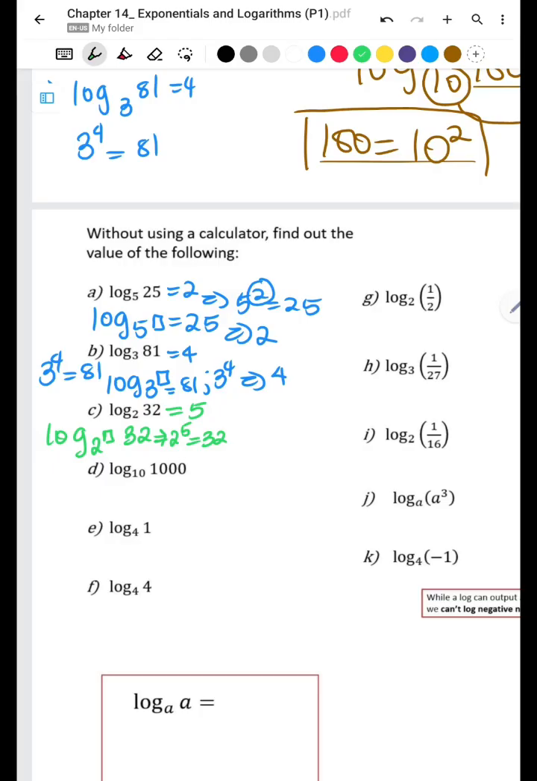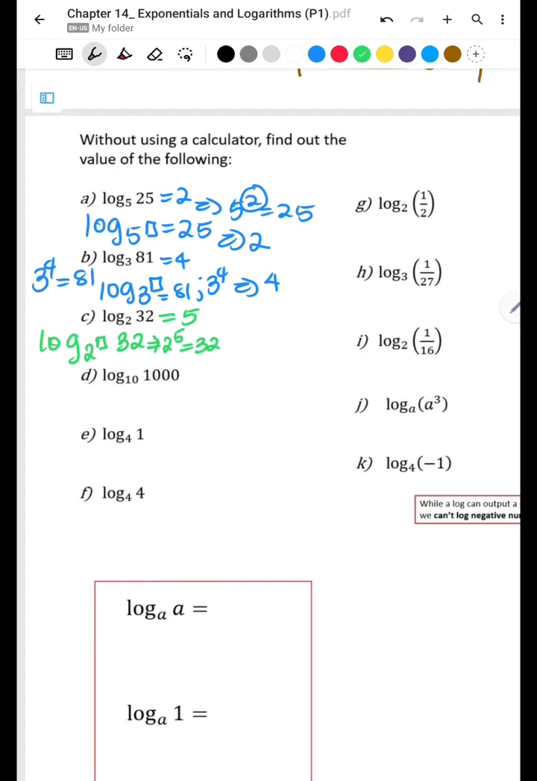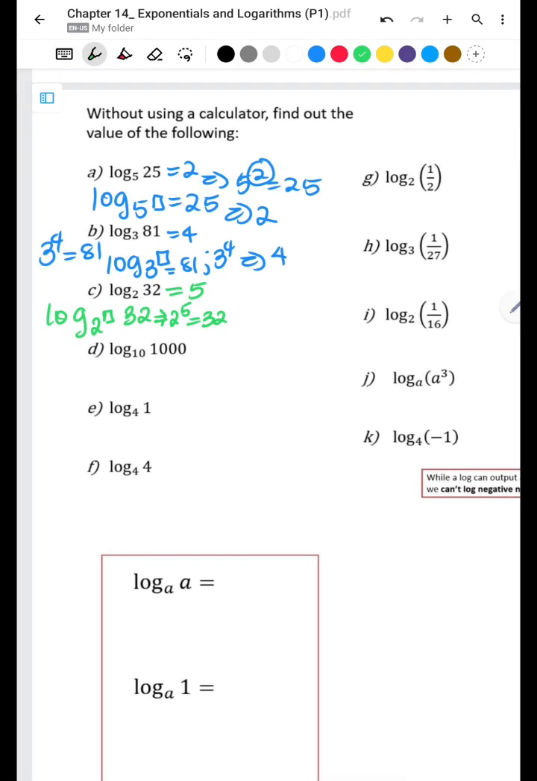These are very similar to the D part. Going to the D part, I know log base 10 of 1,000: 10 to the power of what gives me 1,000? 10 to the power of 3 gives me 1,000. Of course, I know 10 to the power of 3 is equal to 1,000, and this is even an exponential function. So this is equal to 3.